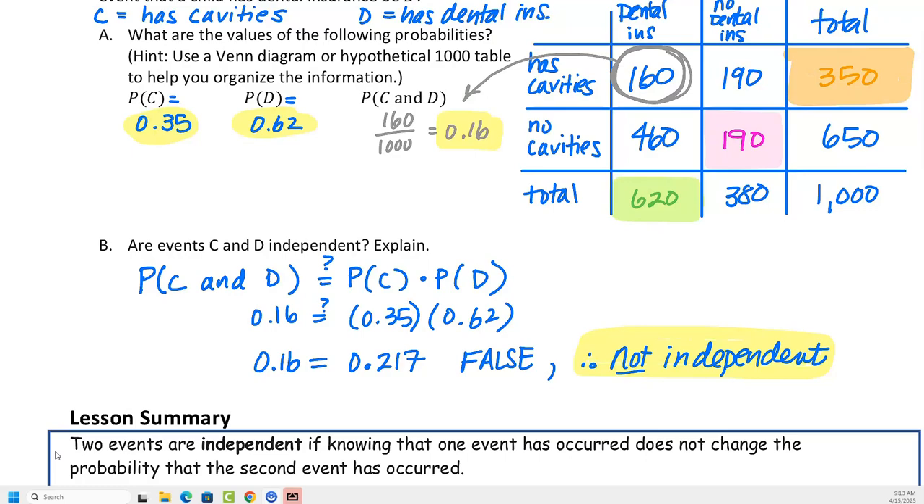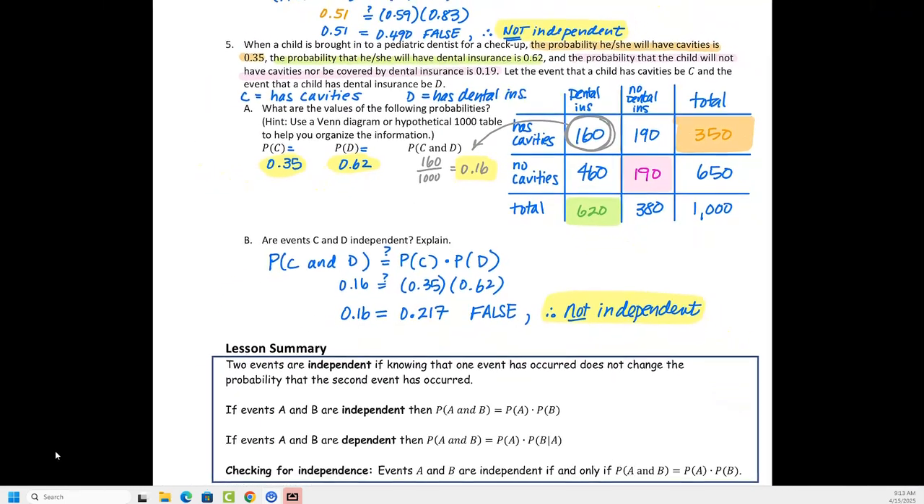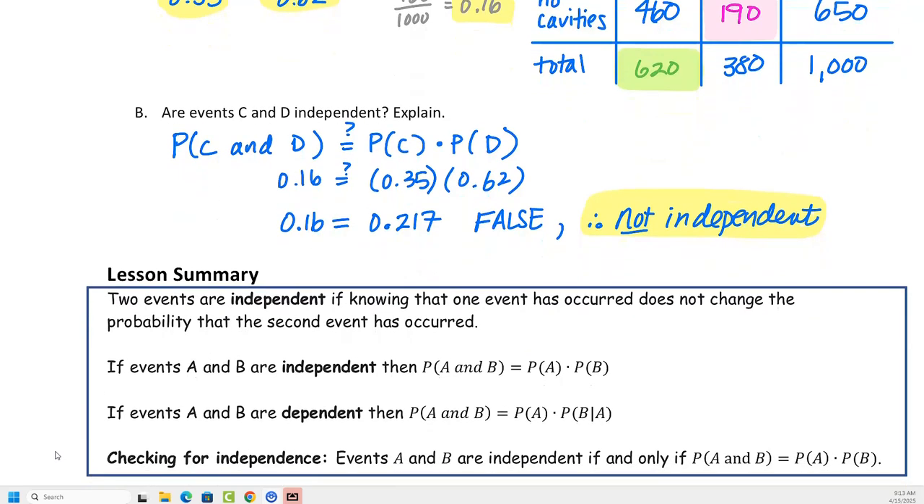Okay, and you can see there's a summary there at the end. You guys can take a look over that. And with that, that will wrap up the lesson.